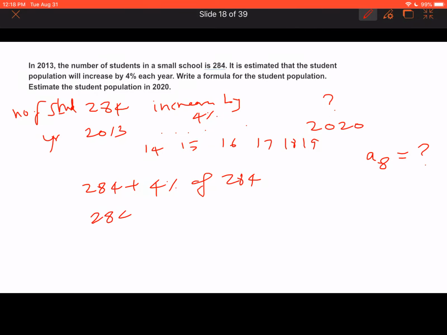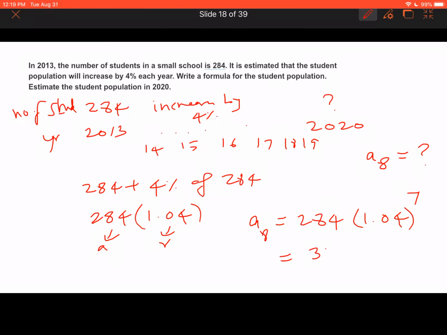This can be written as 1.04. Using the previous method that I have explained, we'll get 1.04. So now this is the value of A and this is the value of R. By knowing this, we can easily find the value of the 8th term, that is the student population in 2020. So A is 284, times 1.04 to the power 8 minus 1, that is 7, which is going to be 374 students at the end.